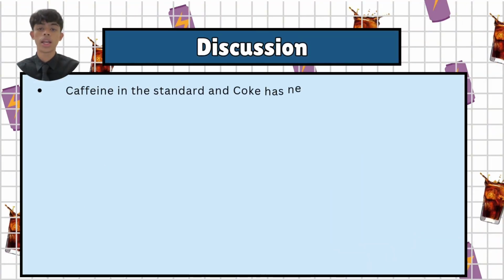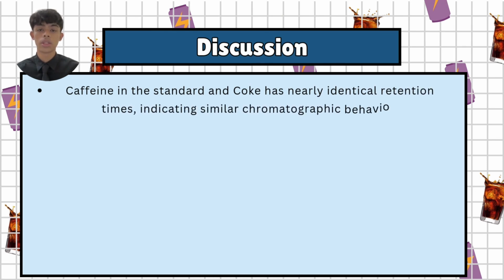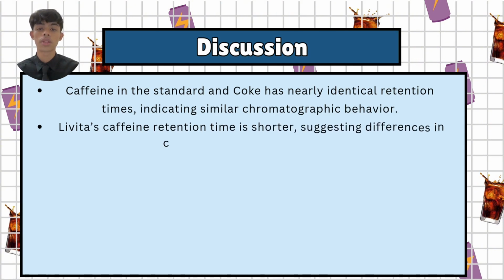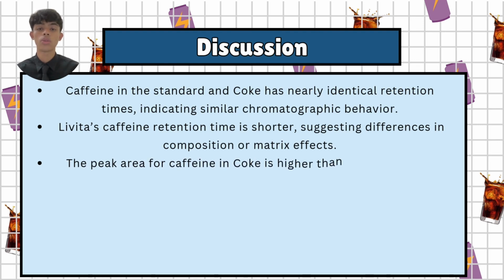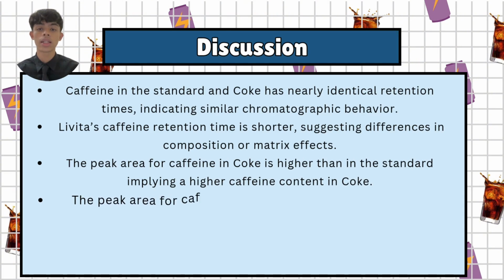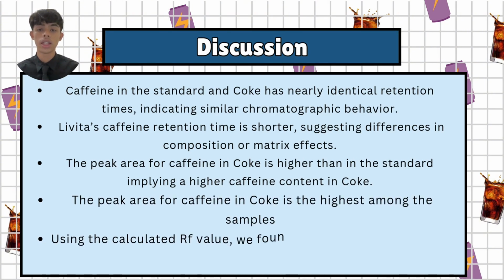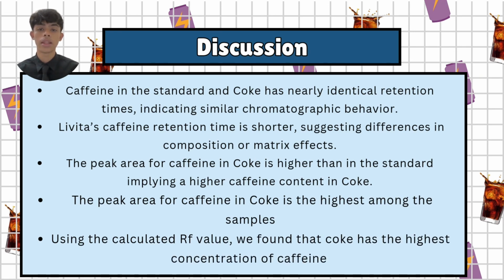I'm Afif Rahmuni, and today we are going to discuss the data that we collected. The chromatographic analysis of caffeine in the sample shows that both the caffeine standard and Coke have similar retention times, 2.4 at 2 minutes and 2.4 at 1 minute respectively, showing that caffeine behaves similarly in both samples. However, Levita had a shorter retention time of 2.019, implying a potential difference in the composition of the sample.